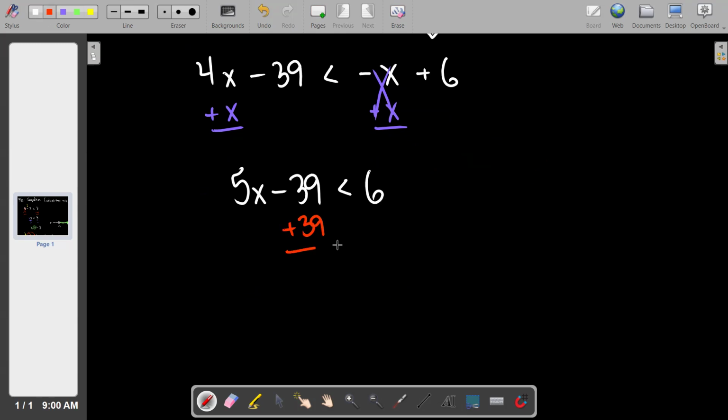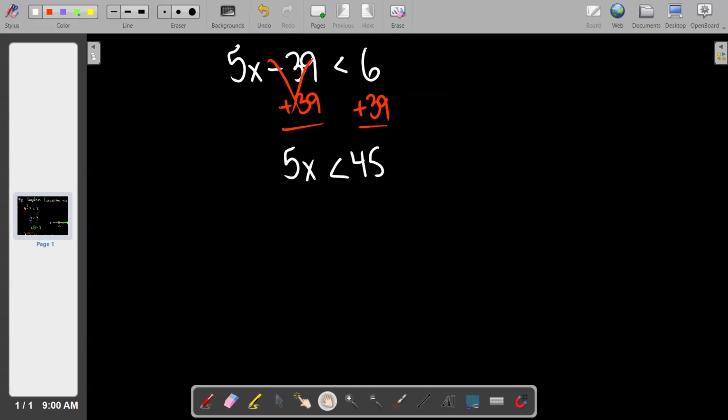Add 39. Any other answer than that, and I have failed you in these last 5 weeks. 5x is less than, what's 6 plus 39? 45. Last step. Divide. Are we going to switch our Pac-Man? No, we are not, because we did not divide by a negative. Had that number right there been a negative, then we would switch. But that's all that matters. If it's not, then everything stays the same. So x is still less than what?